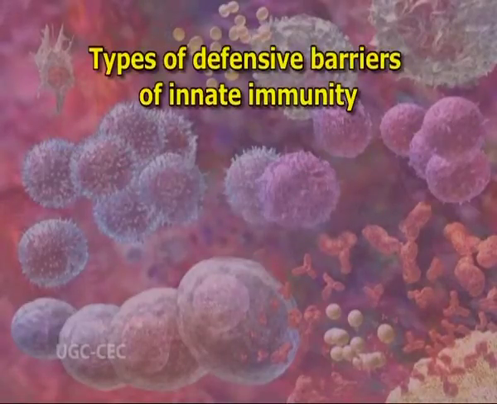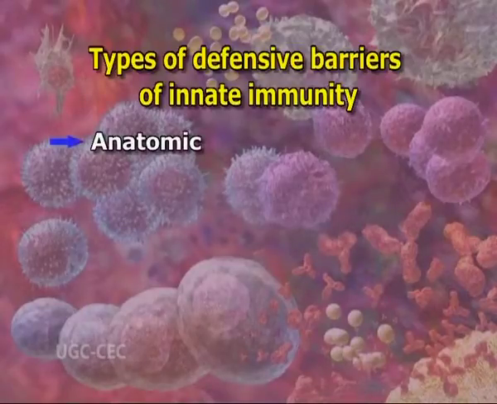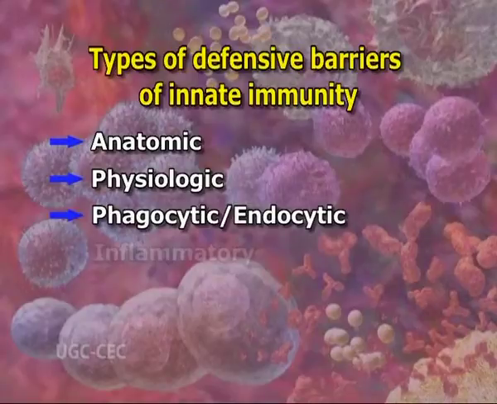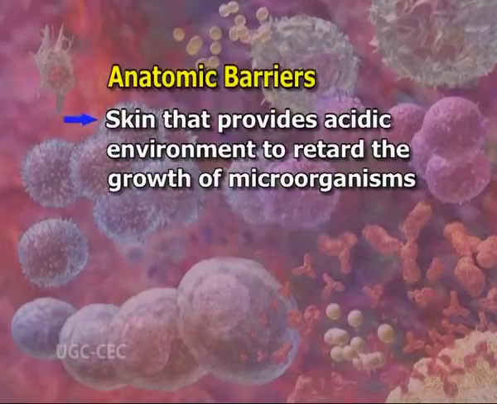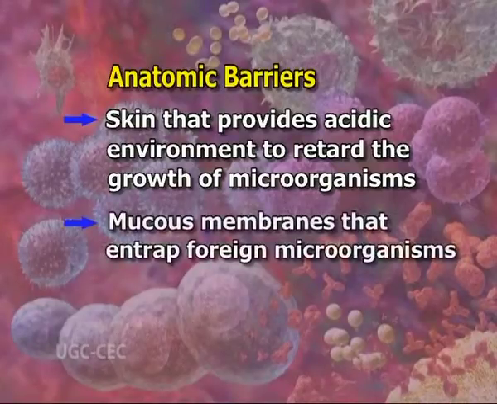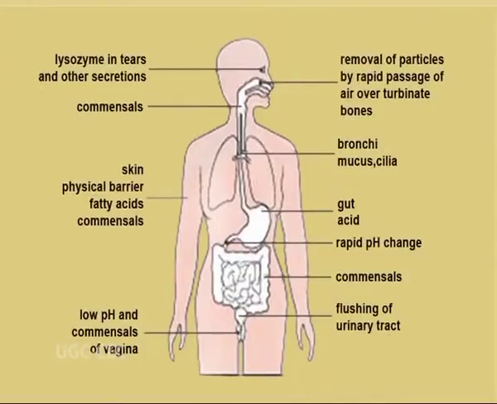Innate immunity comprises 4 types of defense barriers: anatomic, physiologic, phagocytic and inflammatory. First we will see anatomic barriers. These include skin that provides an acidic environment to retard the growth of microorganisms and mucous membranes that entrap foreign microorganisms. The figure demonstrates the external defenses that act as anatomic barriers. The epithelial surface forms a physical barrier that is very impermeable to most infectious agents, acting as the first line of defense against invading organisms.